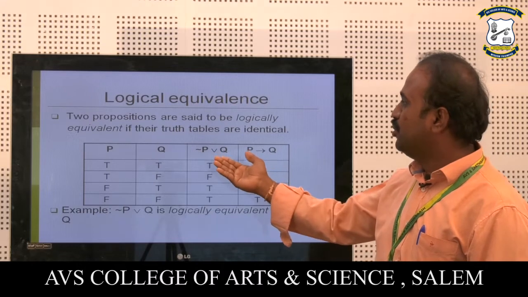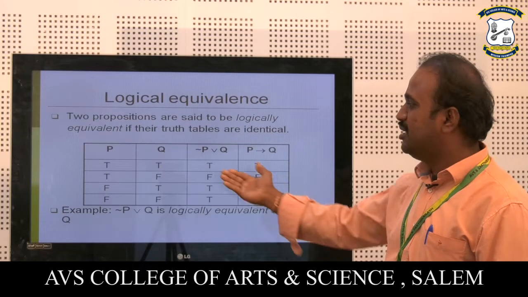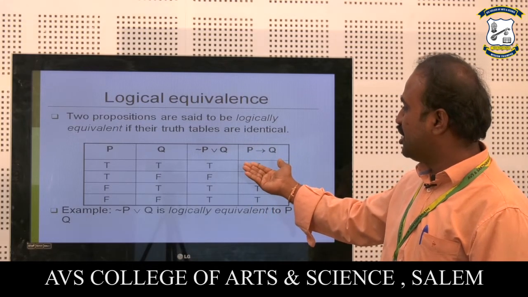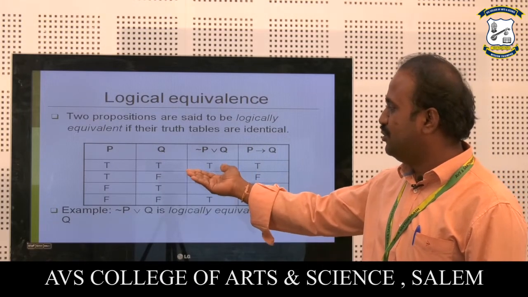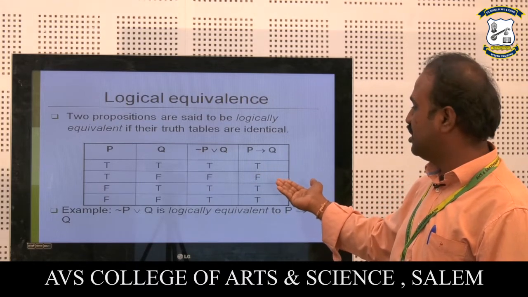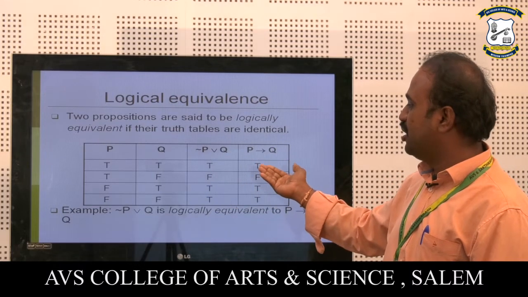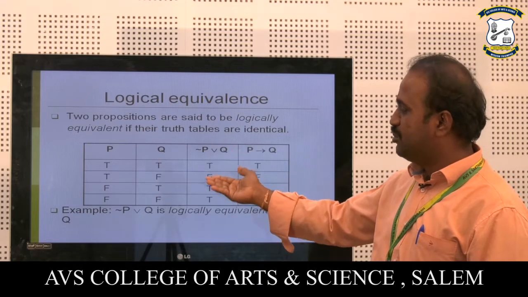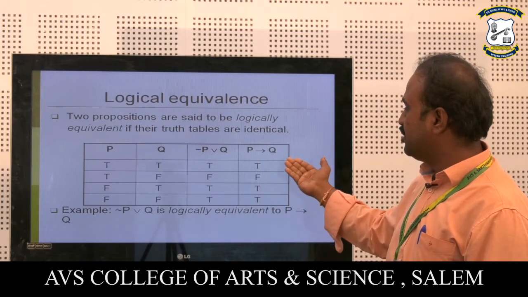Logical equivalence. Two propositions are said to be logically equivalent if their truth tables are identical. If P statement and Q statement are both true, then negation P or Q is true and P conditional Q is true. For true, false: negation P or Q is false and P conditional Q is false. For false, true: negation P or Q is true and P conditional Q is true. For P false and Q false: negation P or Q is true, and P conditional Q is true.